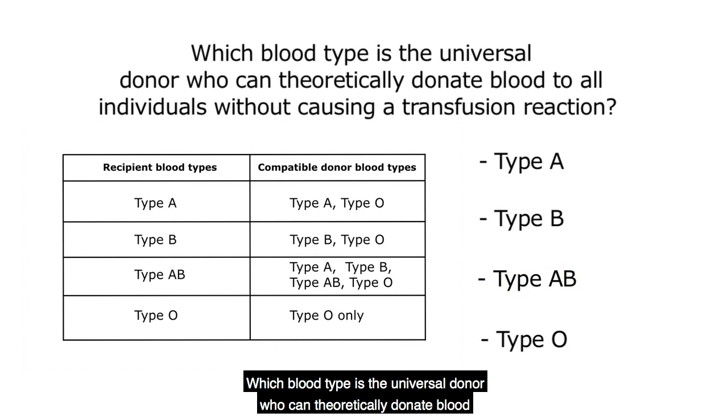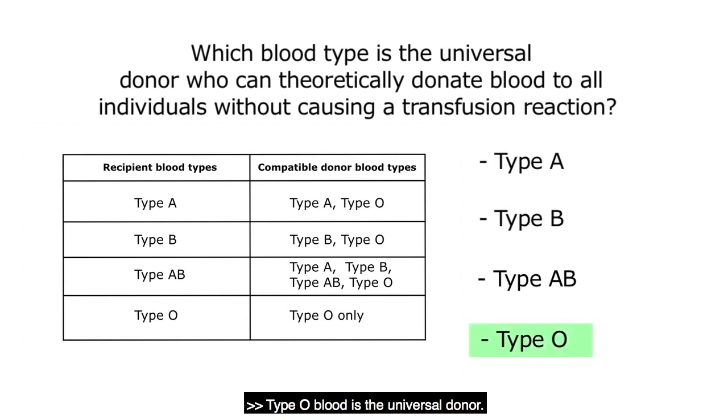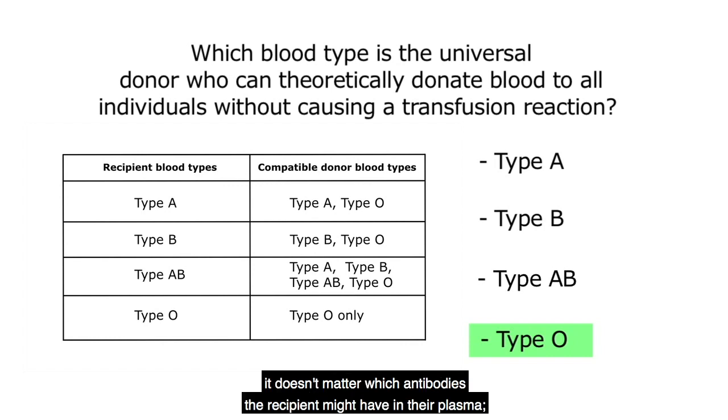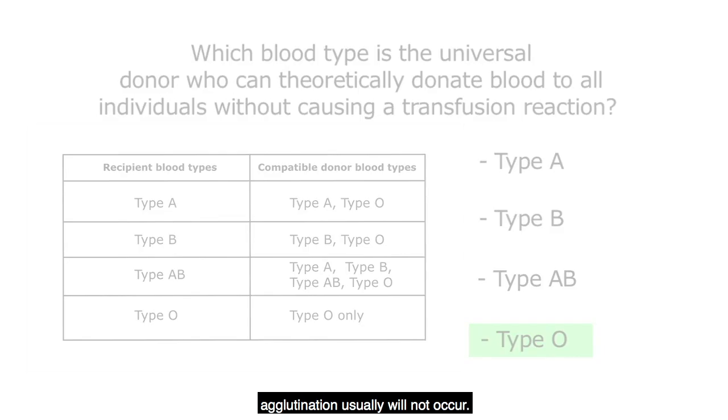Which blood type is the universal donor who can theoretically donate blood to all individuals without causing a transfusion reaction? Type O blood is the universal donor. Because type O individuals lack both the A and B surface antigens, it doesn't matter which antibodies the recipient might have in their plasma. Agglutination usually will not occur.